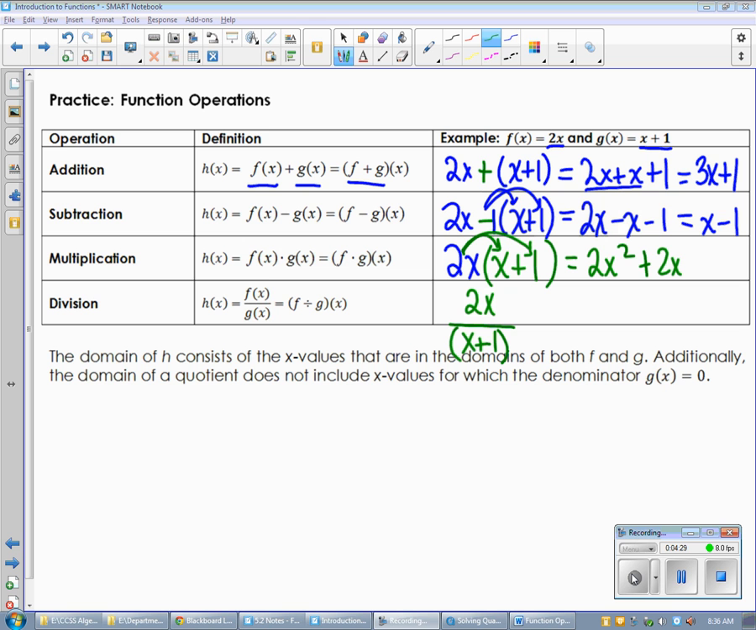The only thing I have to be really careful of when I'm dealing with domain is there are certain times that a function won't exist. So for example, if you think about square roots, if you have an expression like the square root of x, well, I know that I can't take the square root of a negative number. So I would have to restrict the domain to say that x has to be greater than or equal to 0.